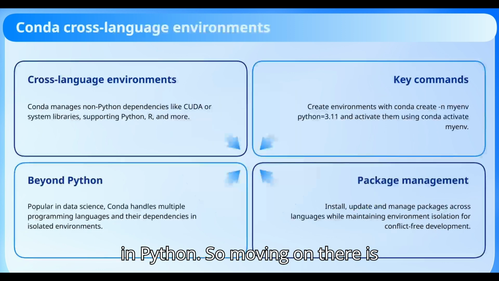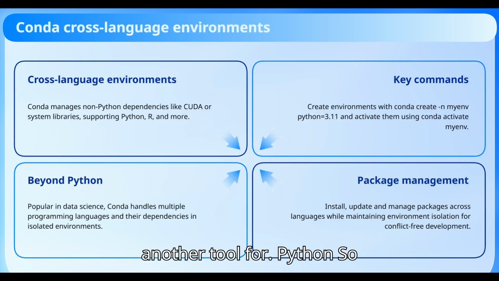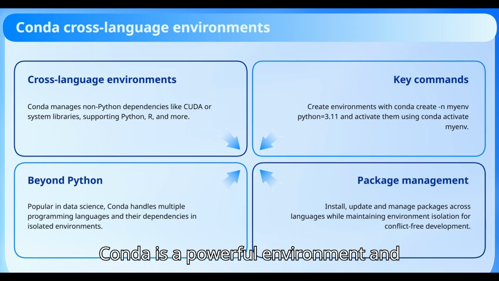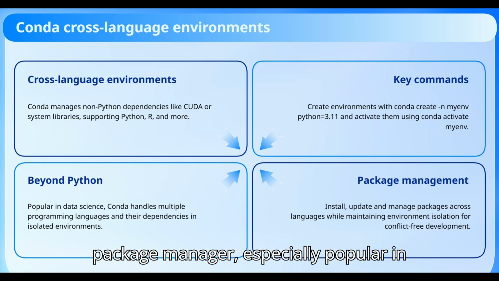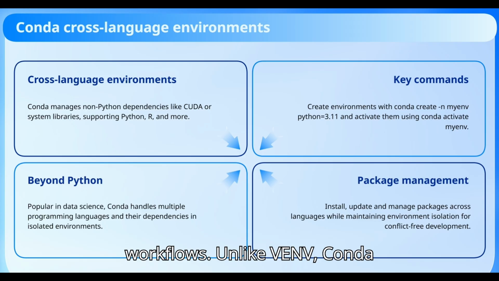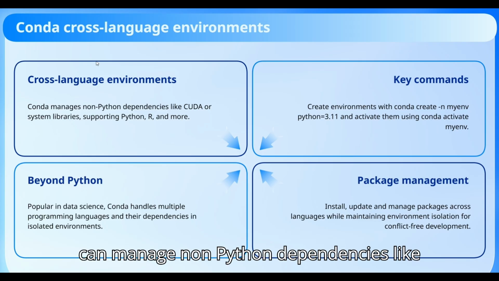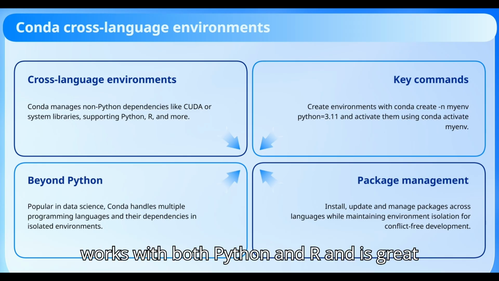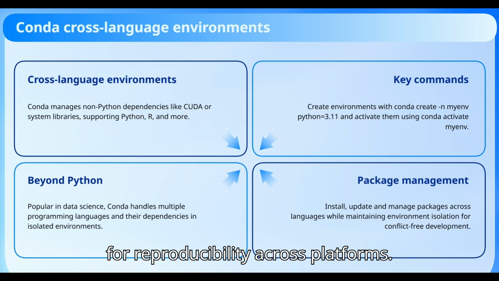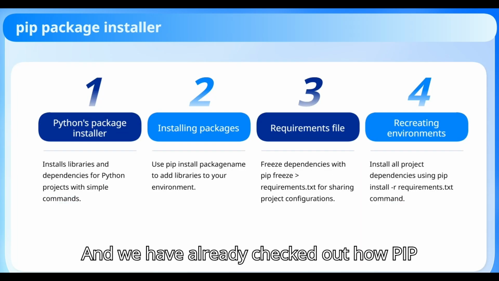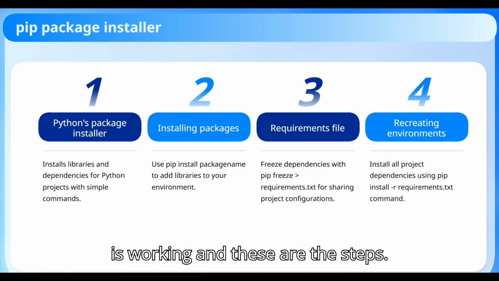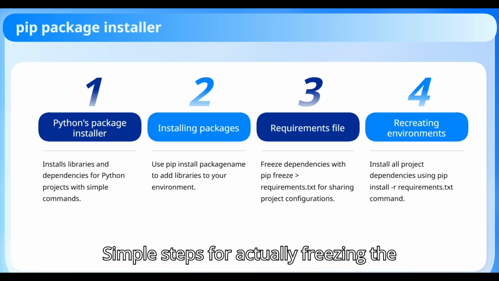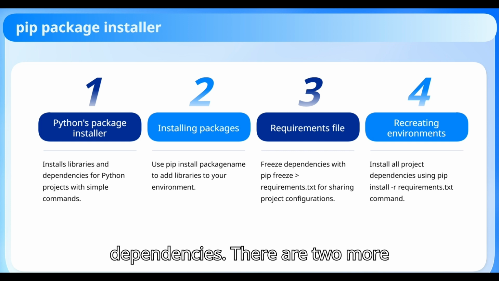So moving on, there is another tool for Python. conda is a powerful environment and package manager, especially popular in the data science and machine learning workflows. Unlike venv, conda can manage non-Python dependencies like CUDA, MKL, or system-level libraries. It works with both Python and R and is great for reproducibility across platforms. And we have already checked out how pip is working, and these are the simple steps for freezing the dependencies and recreating those dependencies.